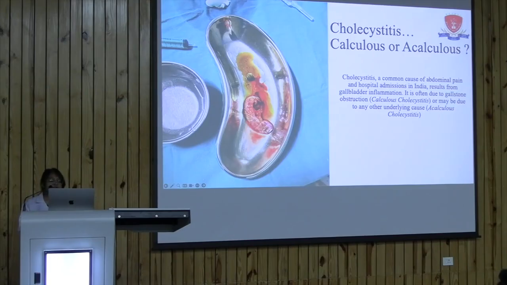As anatomy, etiopathogenesis, clinical features, and radiological aspects of cholecystitis have been discussed by the previous presenters, now we will take this presentation forward and discuss its management. Cholecystitis, calculus or acalculus, is a common cause of abdominal pain and hospital admissions in India, resulting from gallbladder inflammation. It is due to gallstone obstruction, also known as calculous cholecystitis, or may be due to any other underlying cause, also known as acalculous cholecystitis.